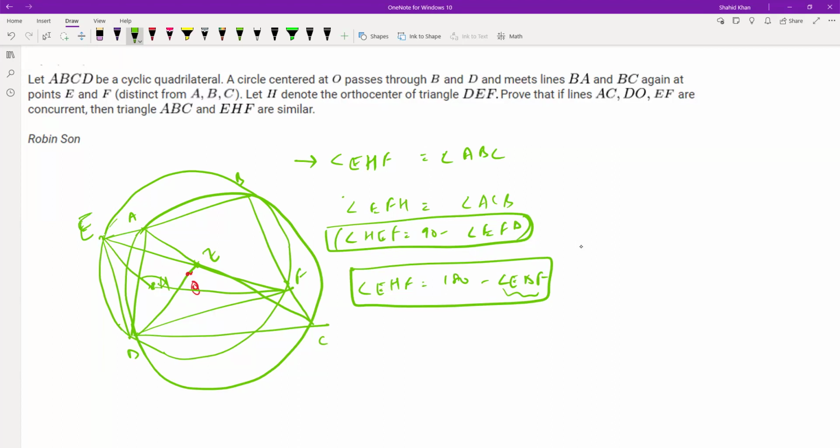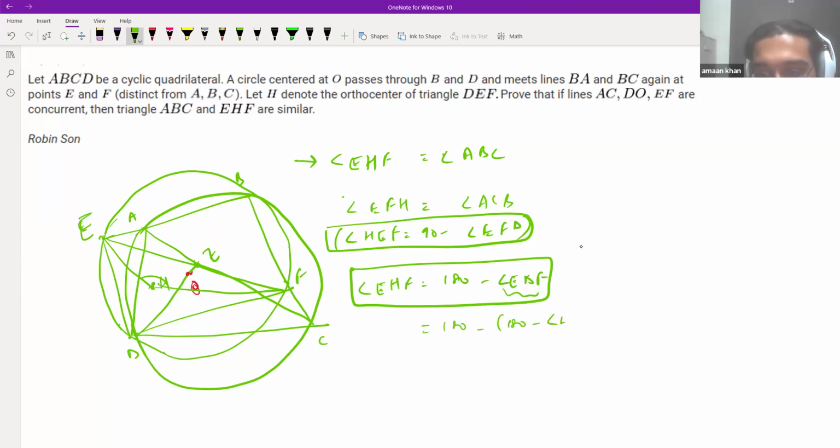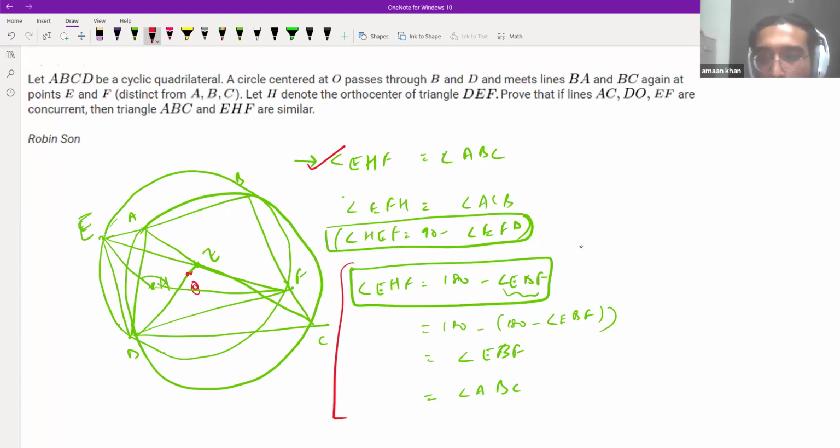EDFB is cyclic. So angle EBF would be pi minus EDF. So this is equal to angle EBF, and EBF is actually equal to ABC. So you have this, you prove this. Does everyone get this? Okay, so we have proved this in the first step. But we haven't used the concurrency yet. We haven't even used that these three lines are concurrent. Now we need to prove this. This would require the concurrency.